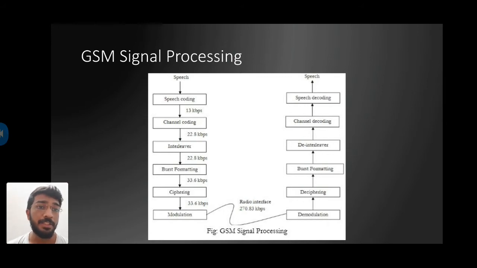This transmitted signal is received by the receiver antenna and it will demodulate the signal, then deciphering, then burst formatting, then deinterleaving, then channel decoding, then speech decoding. And after the speech decoding, we will get our speech signal which was transmitted.